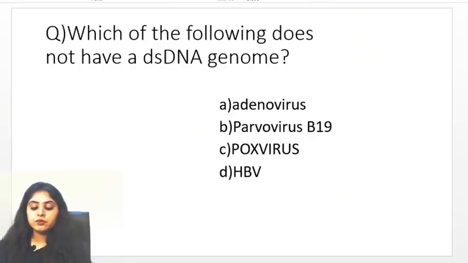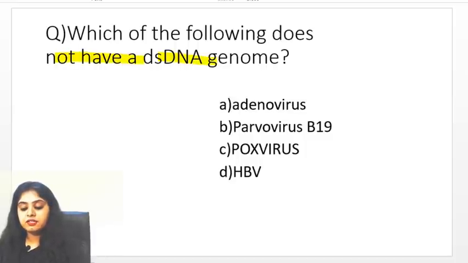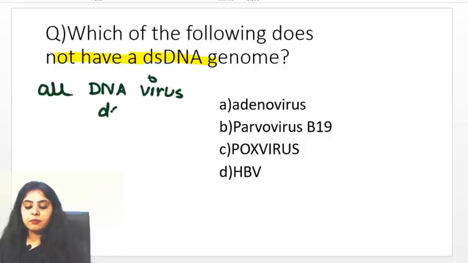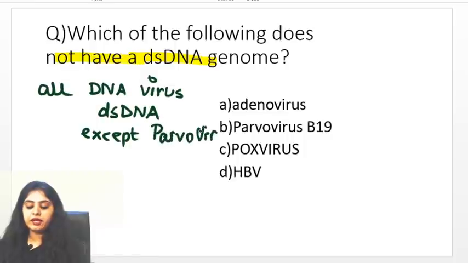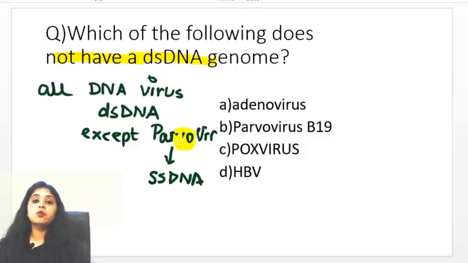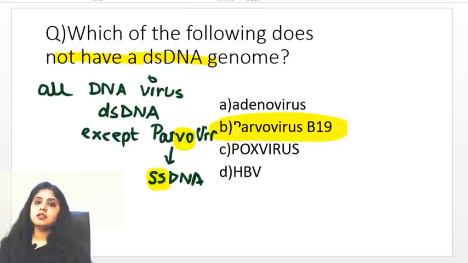Okay, moving on. Which of the following does not have a double-stranded DNA genome? So what is the rule? All the DNA viruses have double-stranded DNA except one of them, that is parvovirus, which is single-stranded DNA. So how will you remember? Parvo has one, Parvo has single-stranded DNA, rest all DNA viruses are going to have double-stranded. I hope everyone is clear with this question.